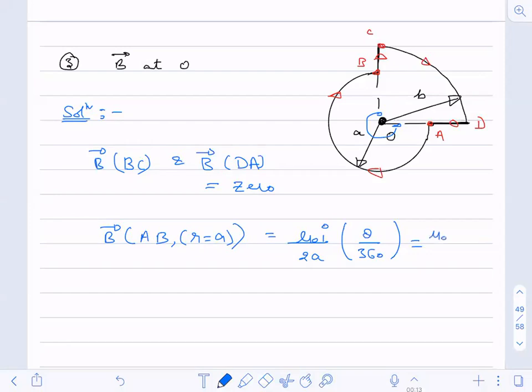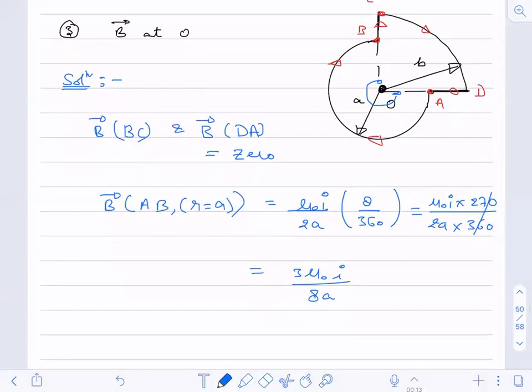So I am writing it as mu naught I by 2A into 270 by 360. Correct. If you solve this, if I divide this by 90, I'll be getting 3 by 4. So this becomes 3 mu naught I by 8A.